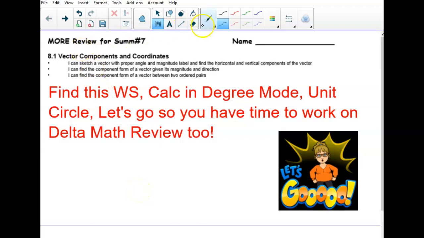All right, so we are working on the review for summative 7 worksheet. Why do I not have color? Okay.